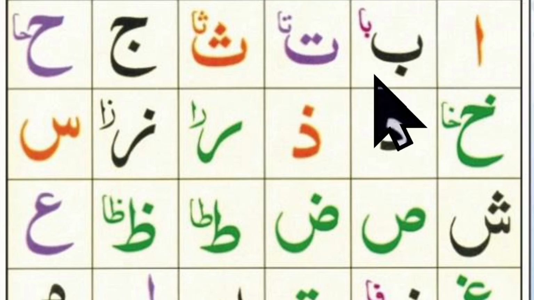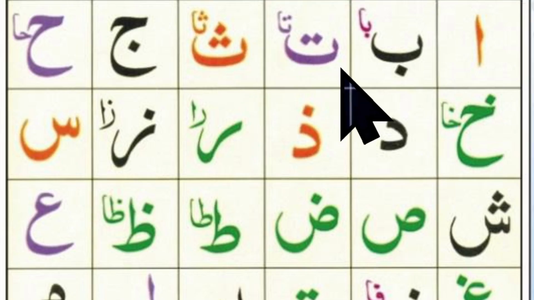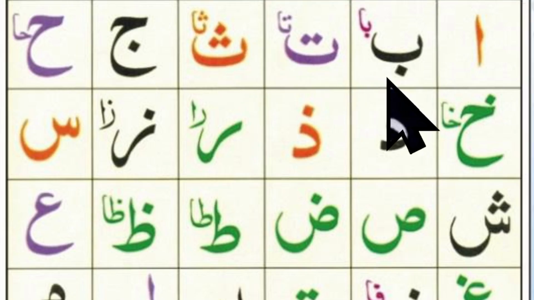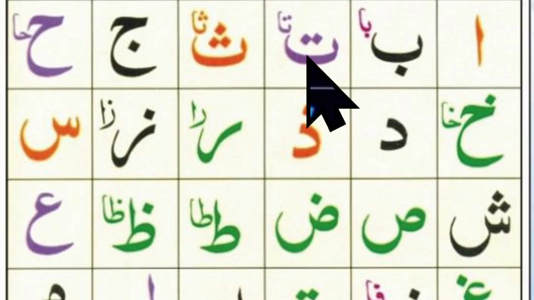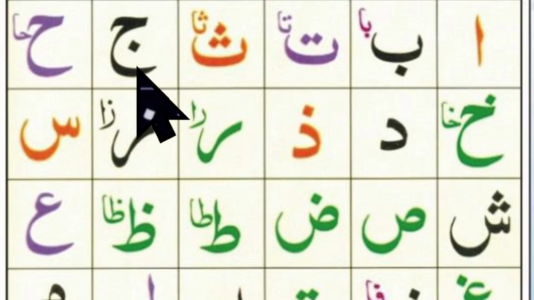So Ba, Ta, Tha. The shapes are the same, but the difference is according to their dots. Ba has one dot below, Ta has two dots on the top, and Tha has three dots on the top. Okay, as we did the sisters letters, now we're going to do the brothers letters.